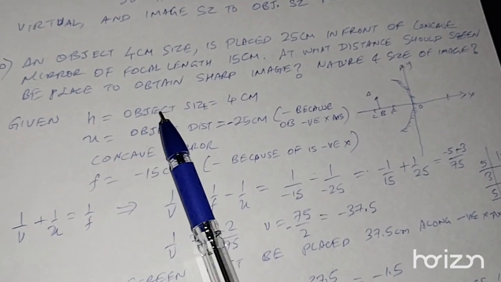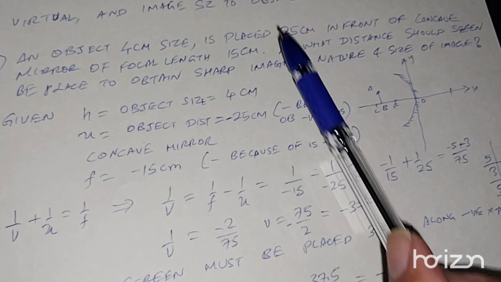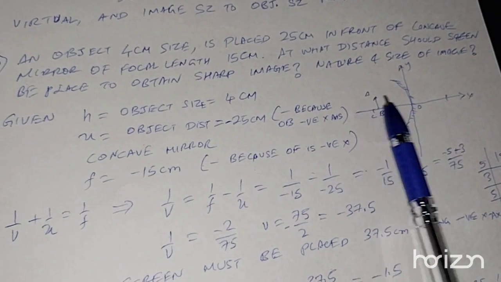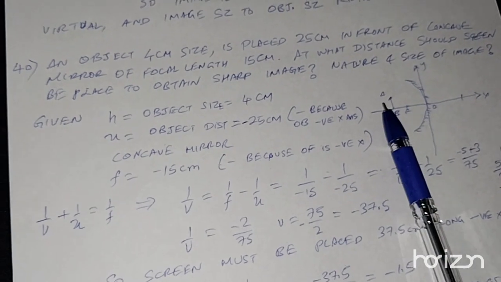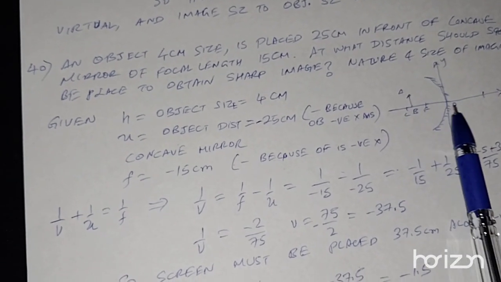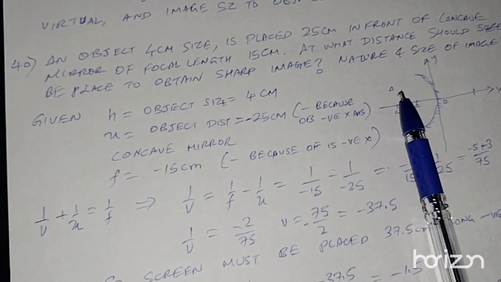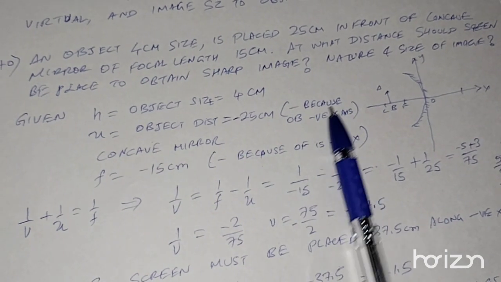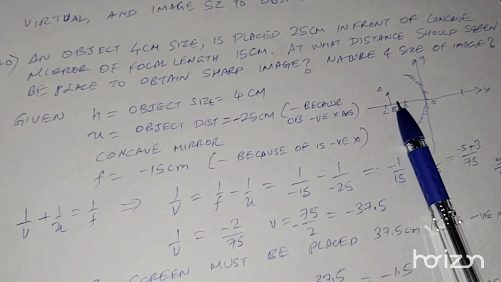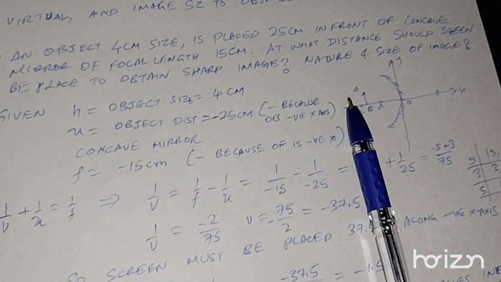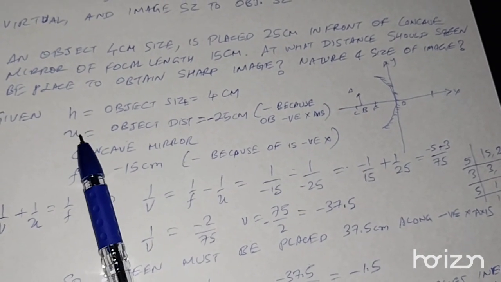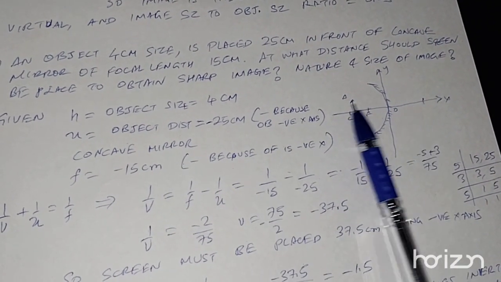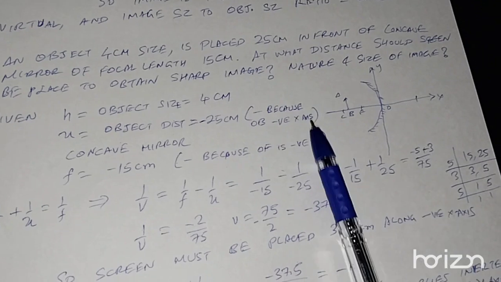Given that h, the object size, is 4 centimeter, and it's placed at 25 centimeter in front of the concave mirror. If you want to place something in front of the concave mirror, you have to place it somewhere here, because the mirror is reflective on this side. So the object distance is 25, but we have taken the minus sign, because the object distance is along the negative x-axis. This is important. The u, which is the object distance, they have given as 25, but we must take it as minus 25 because we are placing it along the negative x-axis, because this is a concave mirror.